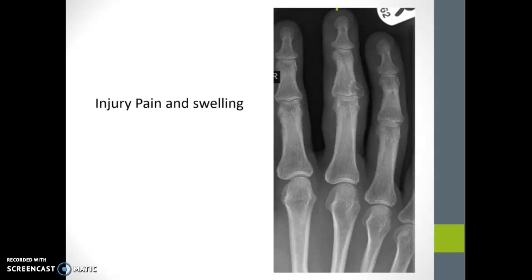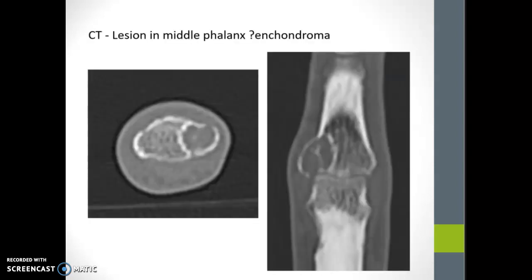Patient here complaining of injury and pain and swelling. So you can see there, X-rays show a well defined, expansile lucent lesion. So they queried a pathological fracture. That's there. Then conducting a CT scan has shown destruction of the cortex and trabecular pattern, and querying an enchondroma, just there.